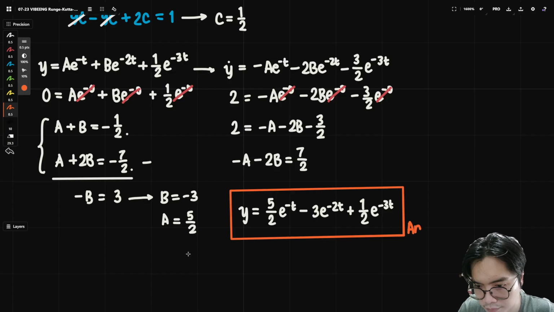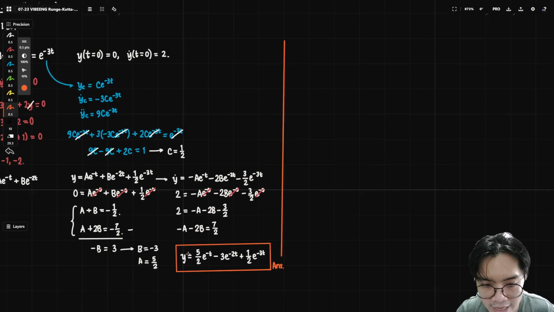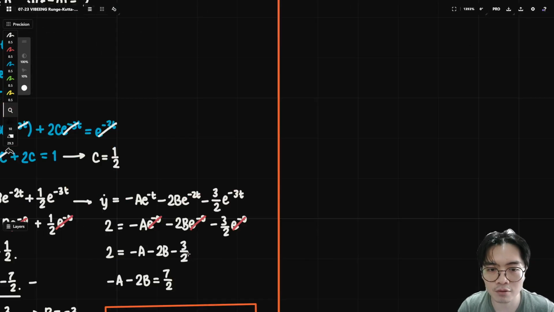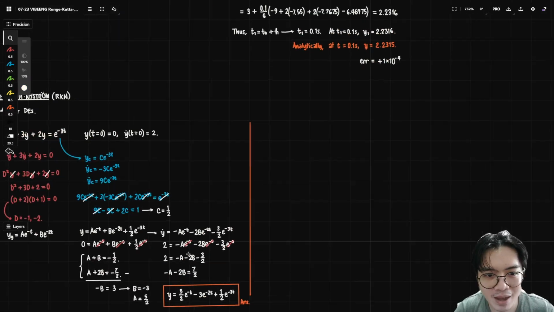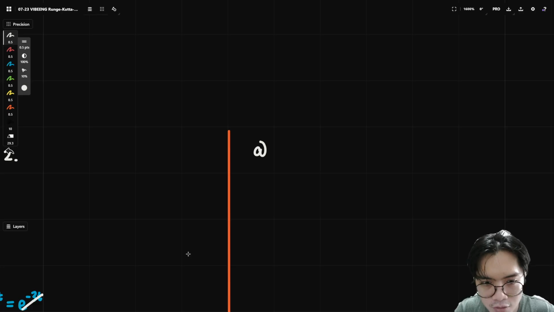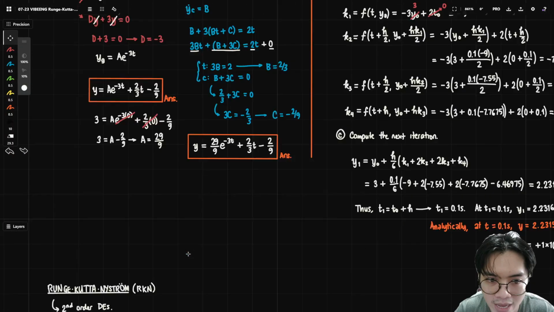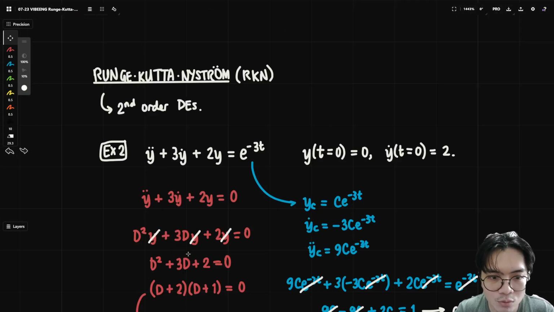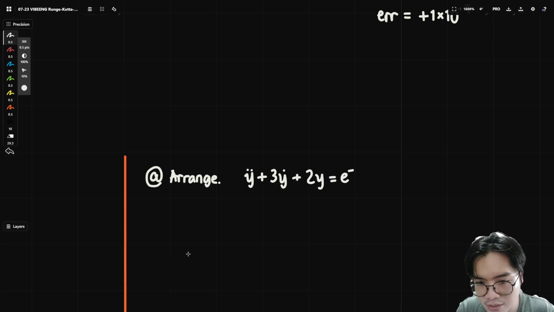And again, this is what we will compare against when we now go with our RKN. The RKN has a more involved process. But again, we will still employ the same kind of iterative solution. First, we arrange. Last time we isolated y dot, now we will have to isolate y double dot. So that means y double prime plus 3y prime plus 2y is equal to e raised to negative 3t.